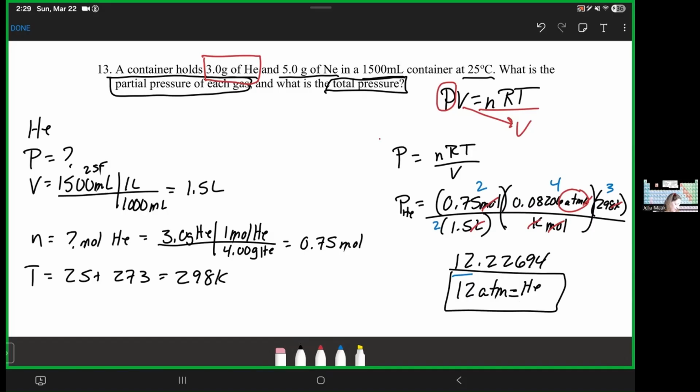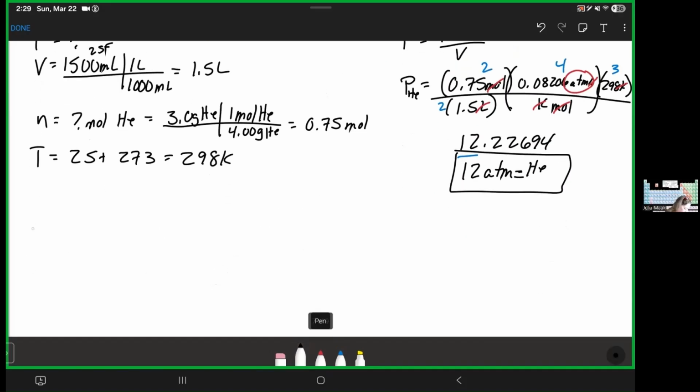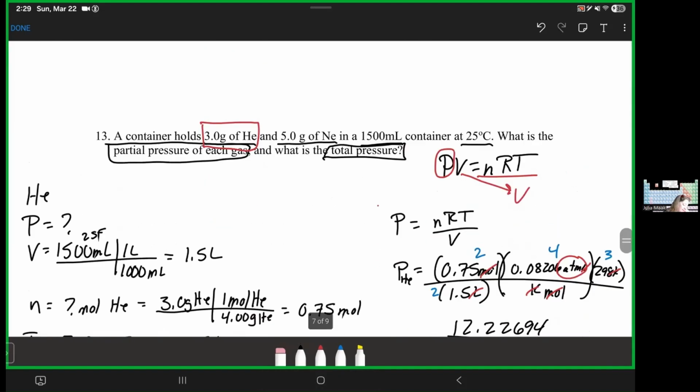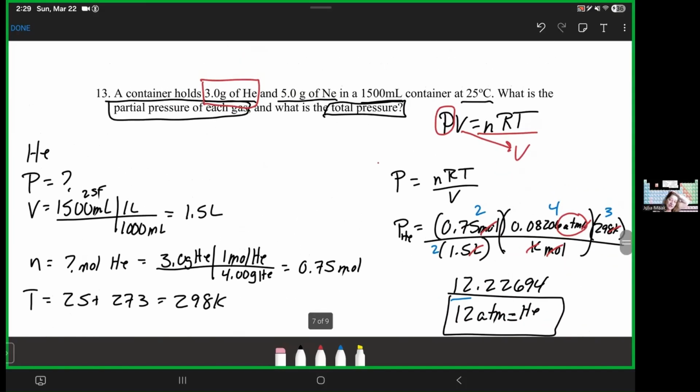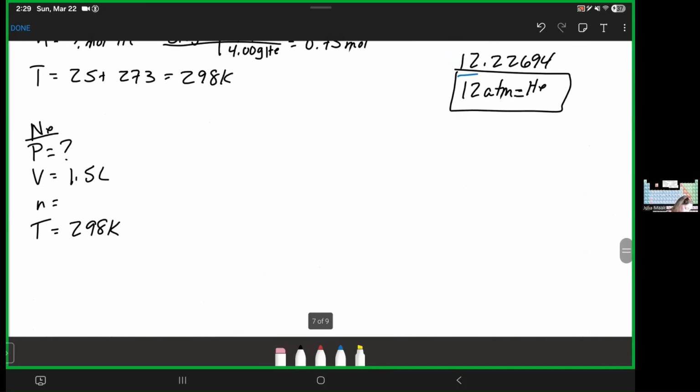Now we need to do the same thing for neon. So for neon, my P, V, N, and T, my pressure is what we're looking for. My volume was the same, 1.5 liters. My temperature was the same, 298 K, right? Because they're both in the same tank at the same volume and the same temperature. So we're using the same temperature and volume for both.